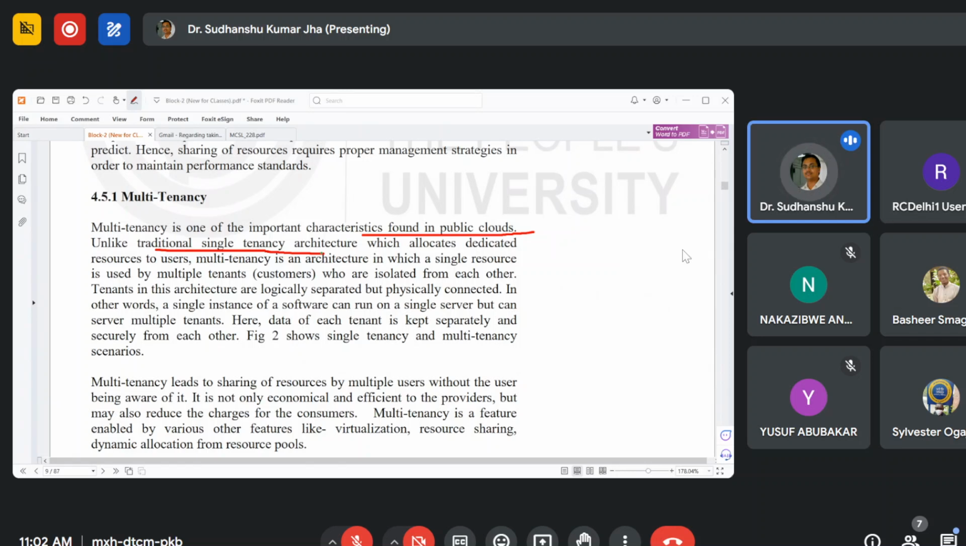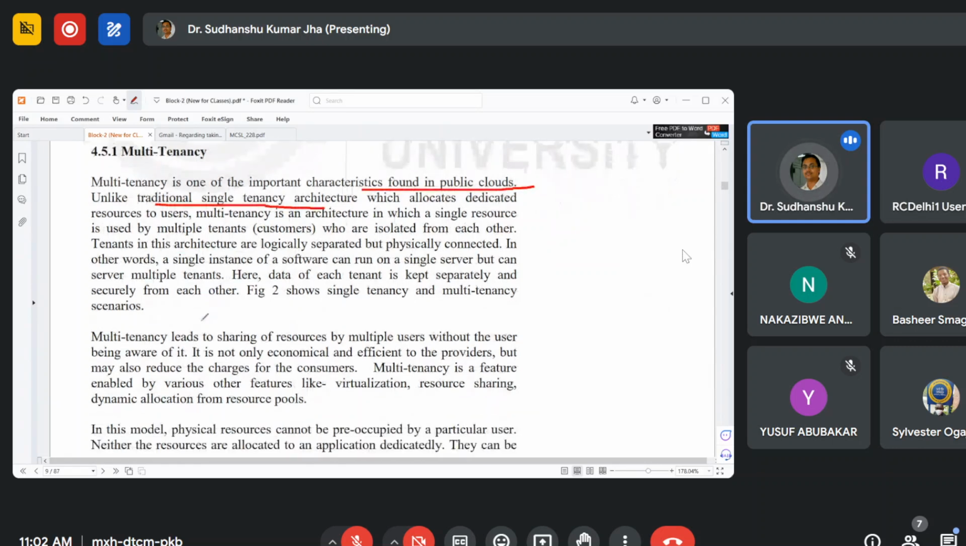One by one, you are allowing the user to work with your resources. Whereas in the case of multi-tenancy, multiple users are simultaneously working with whatever cloud service you are providing. So multi-tenancy leads to the sharing of the resources by multiple users without the users being aware of it.